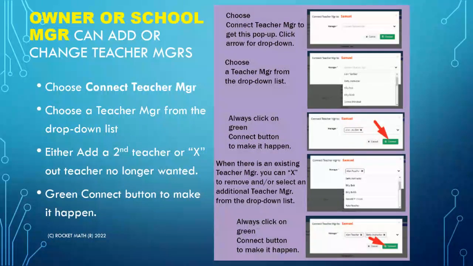Like everything else, you select Connect Teacher Manager and get a pop-up. Click the tiny arrow to reveal the teacher choices and pull down the list to the teacher manager desired. If there is an existing teacher showing in that pop-up, that teacher can stay or be removed with the little X in the corner of their name. More than one teacher can be added. Hit the green Connect button for it to happen. That's it. Be sure to watch the rest of the series on how to make the best use of the Rocket Math online game.